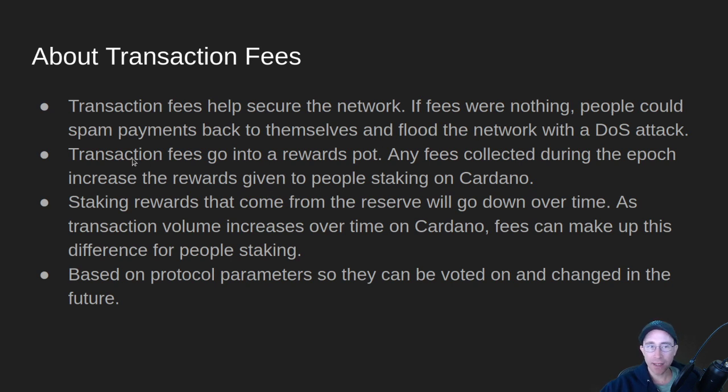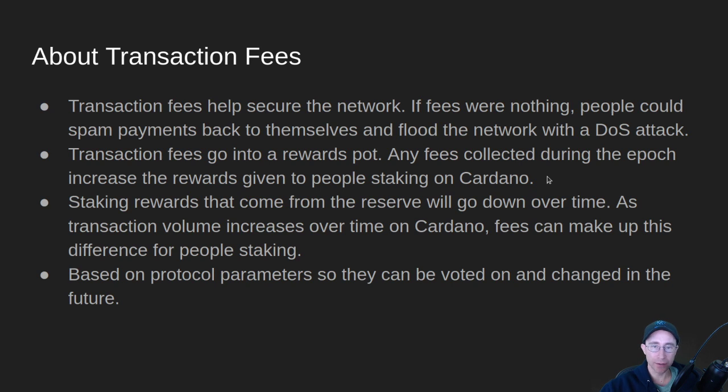Transaction fees also go into a rewards pot. Any fees collected during the epoch increase the rewards for anybody that's staking on Cardano. Those are paid out through the stake pools. Over time, the reserve in Cardano is going to go downward. Right now, most of the stake pool rewards come from the reserve. On Bitcoin, they have halving events, where it just drops down every so many years. On Cardano, it's a nice smooth curve that declines over time.